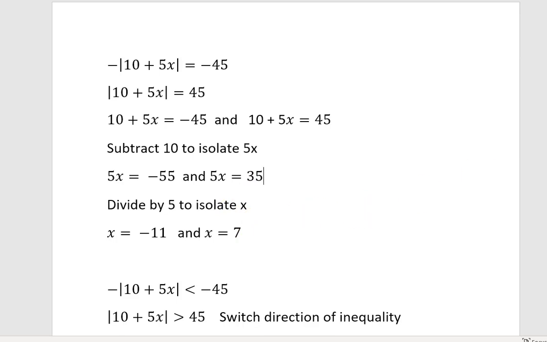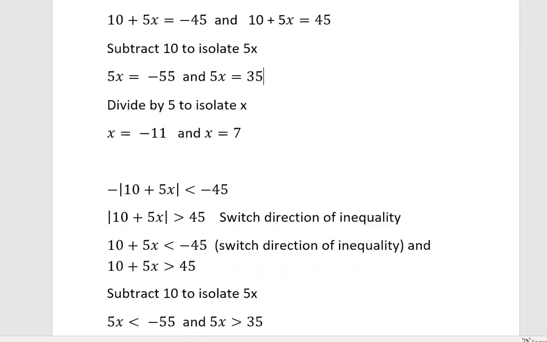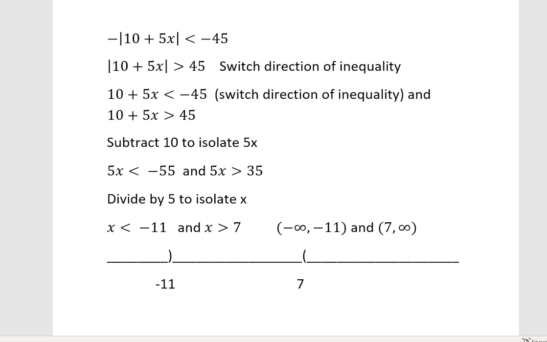But it's important to realize that you are going to have to think about that a little differently when we get to the inequalities. I'm going to take the exact same thing, and this time I'm going to make it strictly less than, and we have a negative out front here, and we have a negative value here. So the very first thing we're going to do is multiply through by a negative 1.